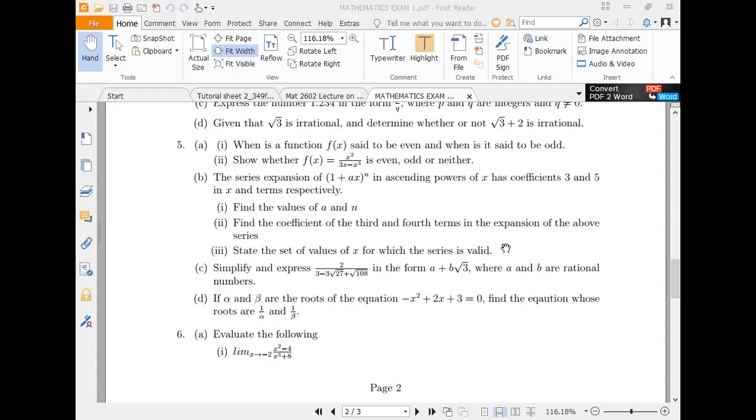So we now start talking about question 5. And this is question 5. A, when is the function f of x said to be even? And when is it said to be odd? Show whether f of x is even, odd, or neither.